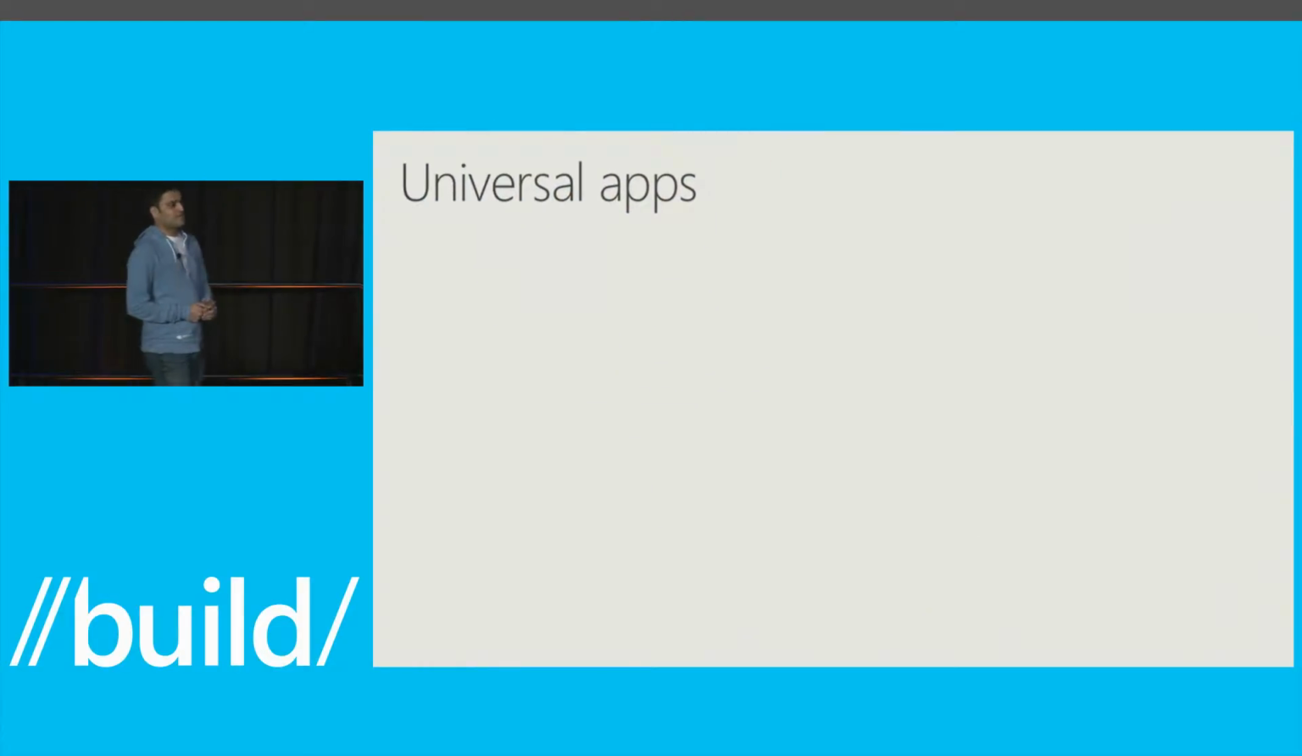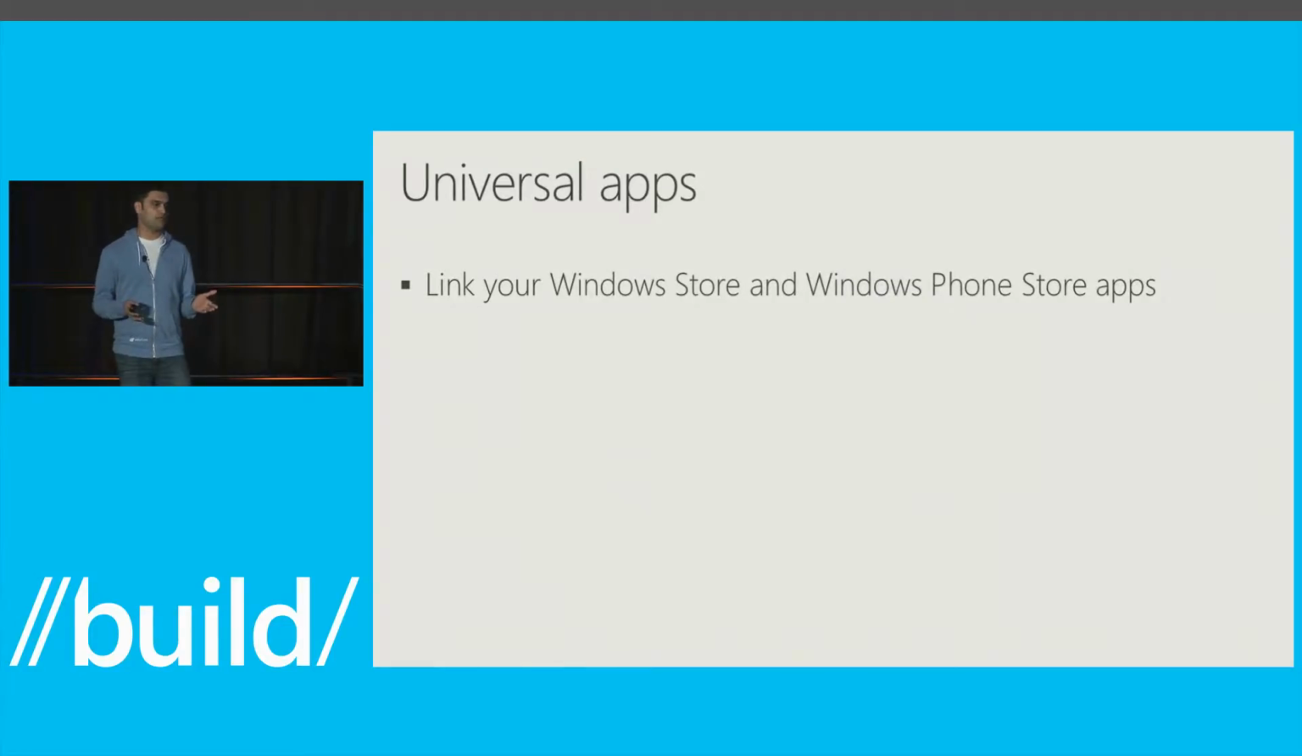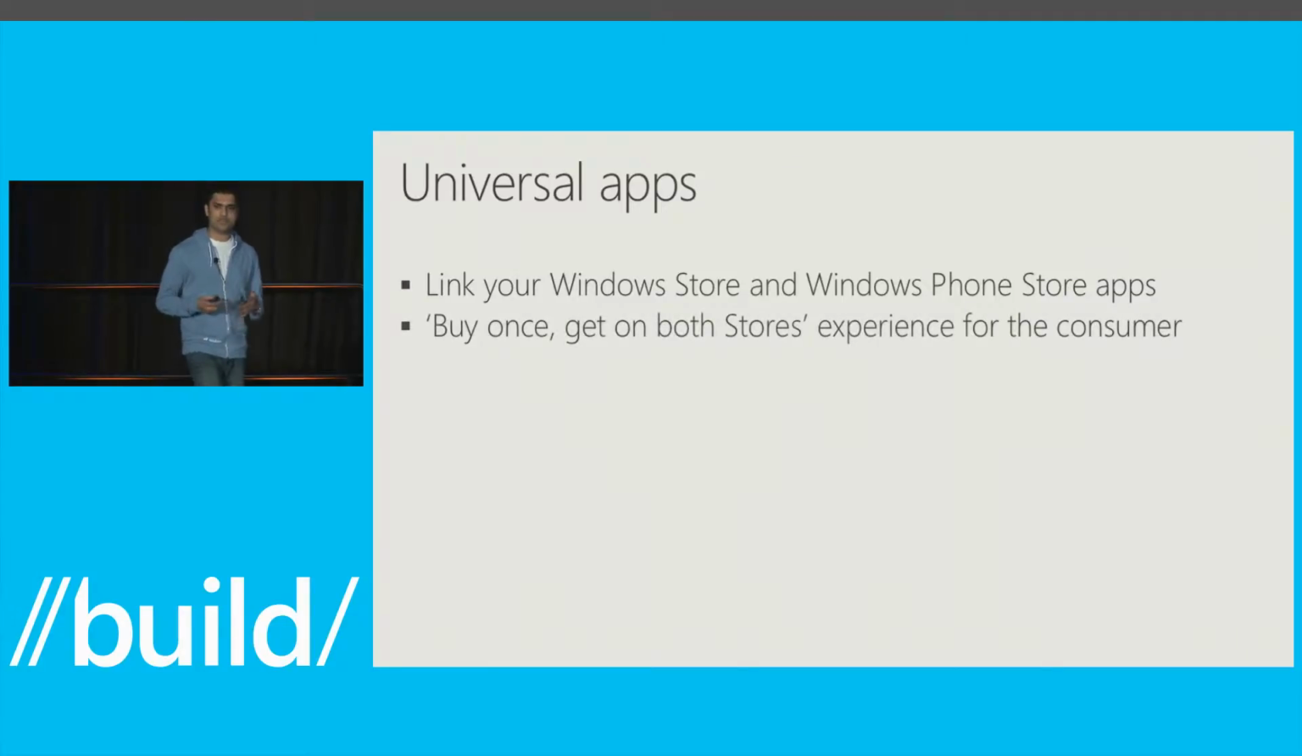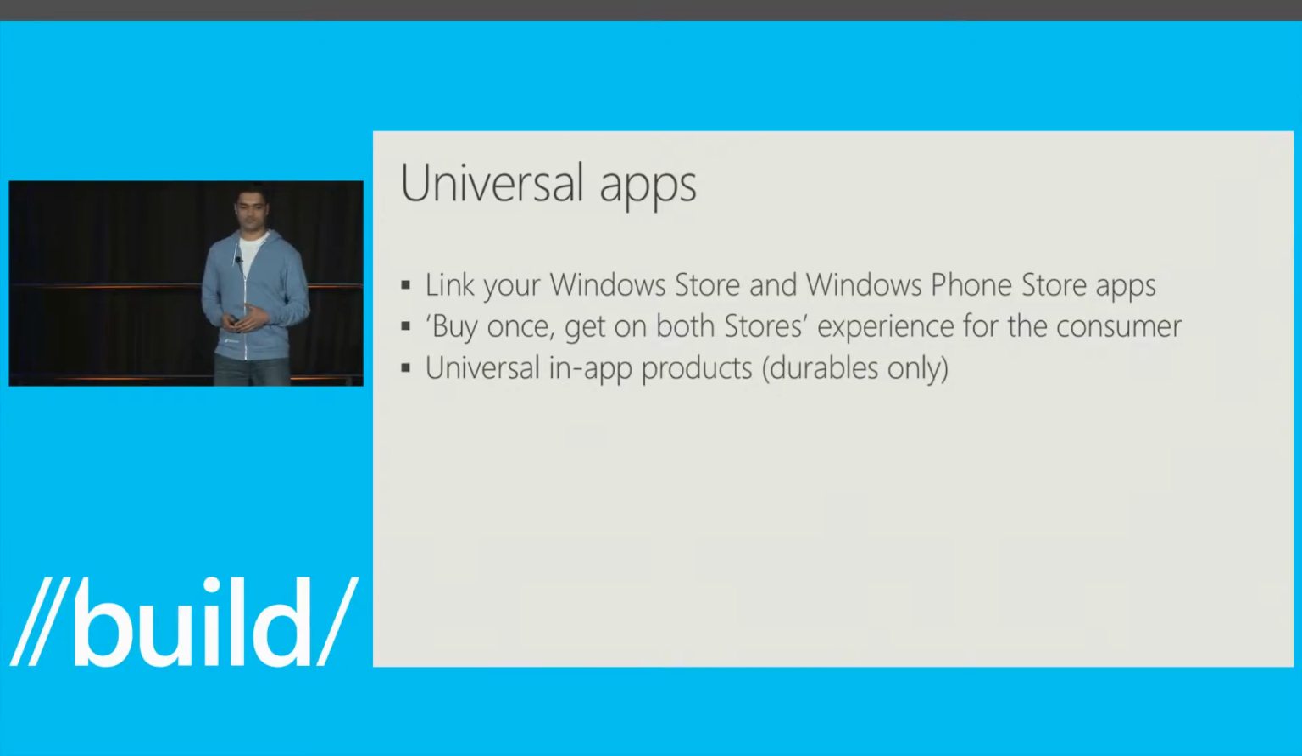So let's talk about universal apps. Now, before I begin, I want to clarify that this is different from the universal app that you're seeing in Visual Studio. In Visual Studio, universal app is about developing a common app and having shared code that you can reuse across your stores or across your apps. What I'm talking about here is the linking of your Windows and Windows Phone apps. So now you can link it, and the moment you link this, that's what makes the buy once, get everywhere experience possible for your consumers.